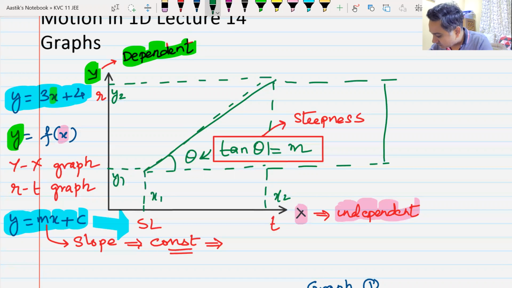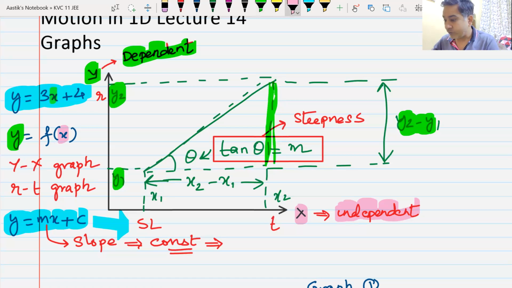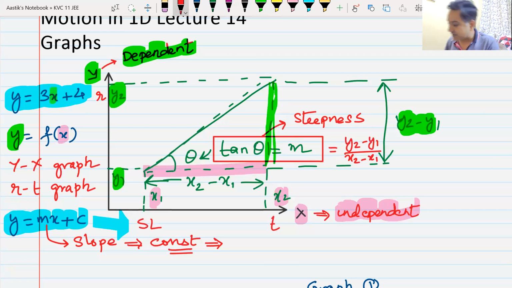I find the value of this side, which is y2 minus y1, yes or no? Then I find the length of this side, which is x2 minus x1. I hope all of you understand this. The total vertical length is y2, and this much is y1, so this becomes y2 minus y1. Similarly, from here to here it is x1, and the entire length is x2, so this part becomes x2 minus x1. If I have to find the value of tan theta, m, which is tan theta, which is constant, can be written as y2 minus y1 divided by x2 minus x1. Do we understand this?